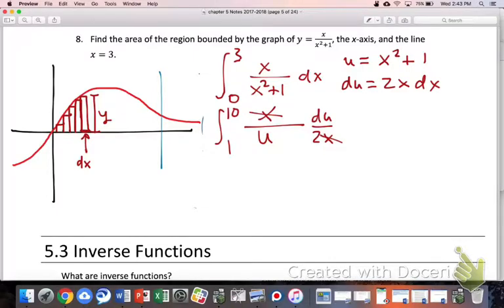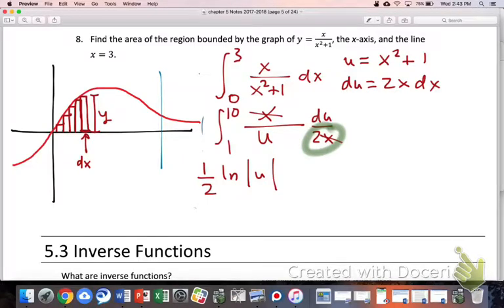Okay. So now I can do my ln. So the over 2 is really just a 1/2 out front, isn't it? So I'd get 1/2 natural log absolute value of u. Here's where you went wrong. I know for sure Ben did this. Ben took the x squared plus 1 and plugged it back in.